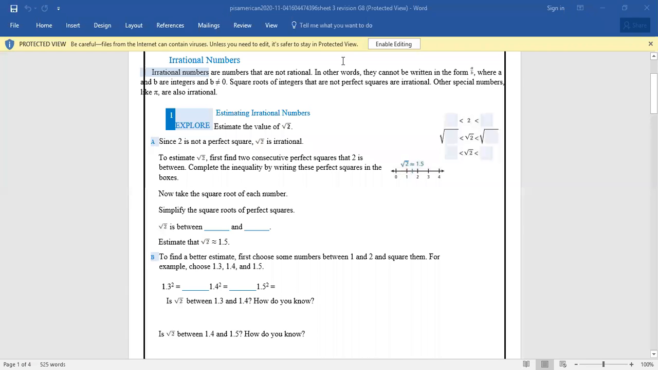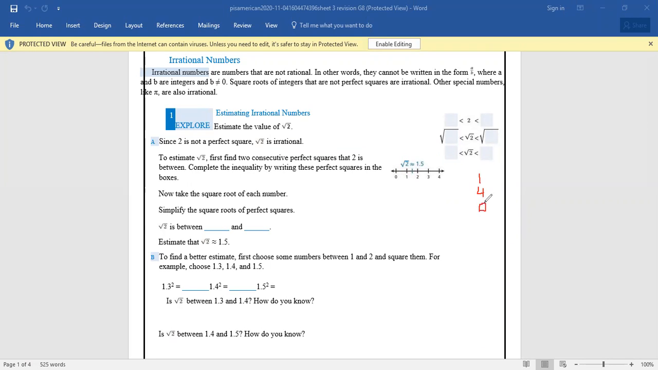To understand irrational numbers, we have to remember the perfect square numbers, right? Is there anyone who can tell me what the perfect square numbers are? 1, 4, 9... Please, I'm going to write them.